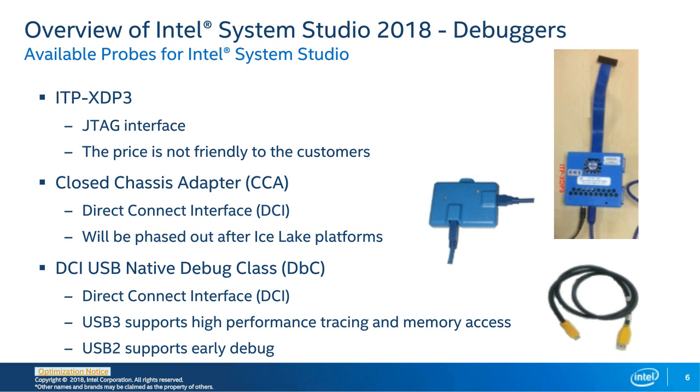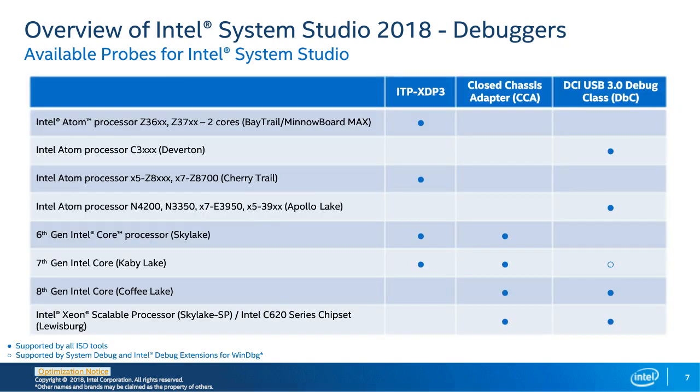It's a table showing the available probes for different platforms. Users have to choose suitable probes for their target platforms. And you may notice that CCA is not an available probe for all Atom series. The trend of available probe usage for external customers and for future platforms will be reduced to only one solution, which is DCI USB native debug class.